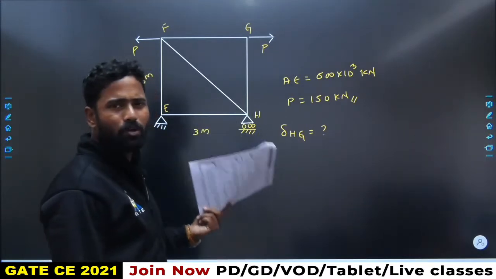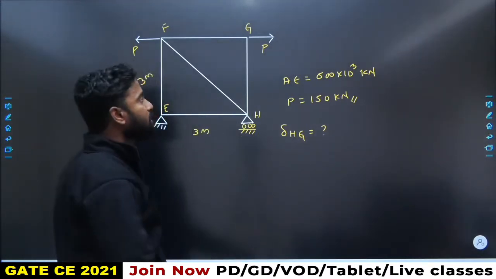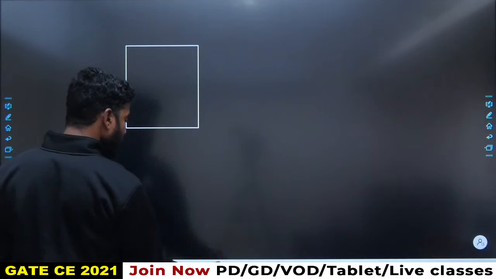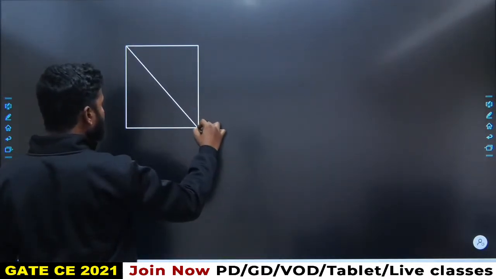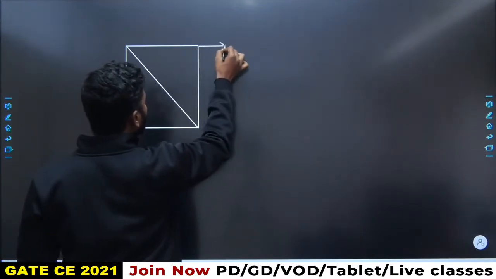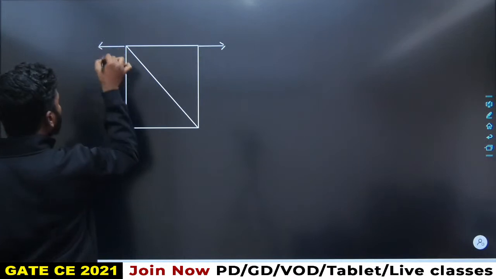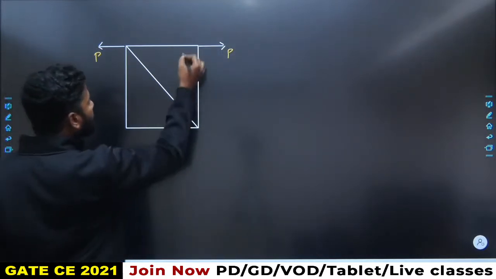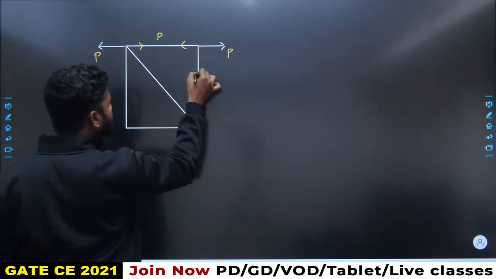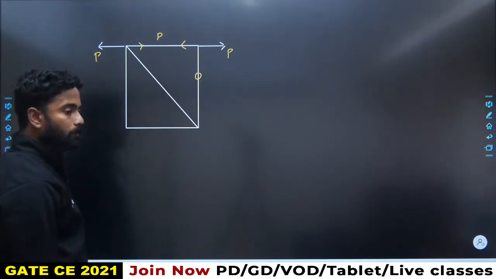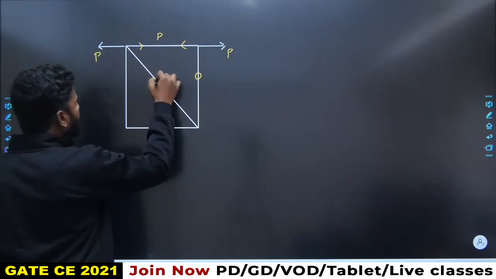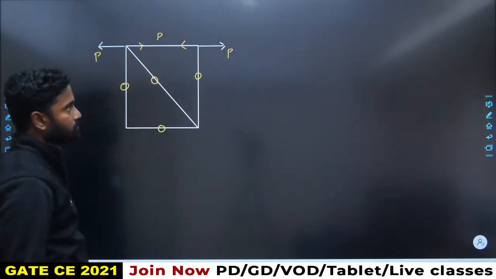You can go by the unit load method. So first we have to find out the forces in the members due to externally applied loads. If this is P, this is also P, this is P, this is also P. Fine. So if this is P, this is also P, and the force in this member is 0, because there is no vertical load over here. Similarly, the force in this member is 0.